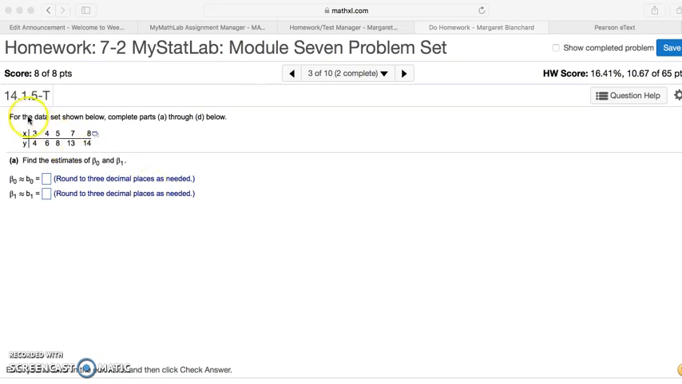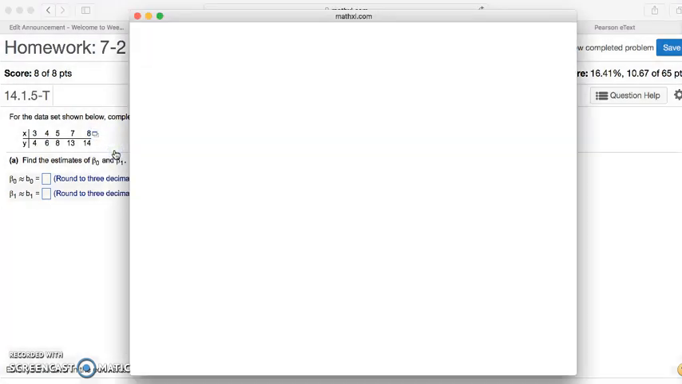The first problem: for the data set shown below, complete parts A through D below. First, we have to find the estimates of beta naught and beta 1. Remember, these are the estimates of the slope and intercept of our least squares regression model. Remember, b naught is our intercept, b1 is our slope. So let's open our data set in StatCrunch.